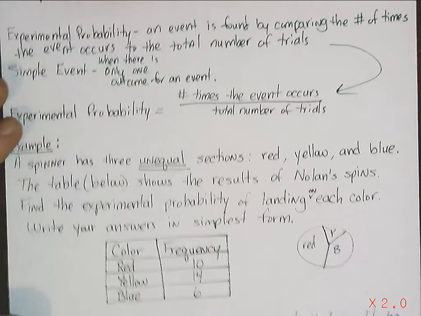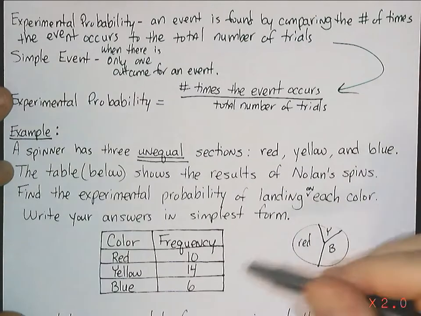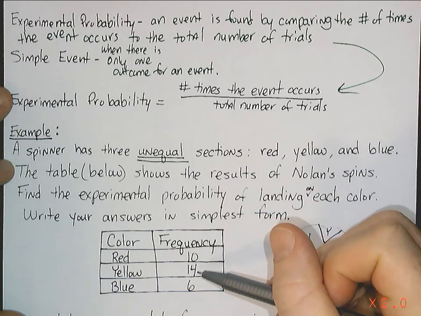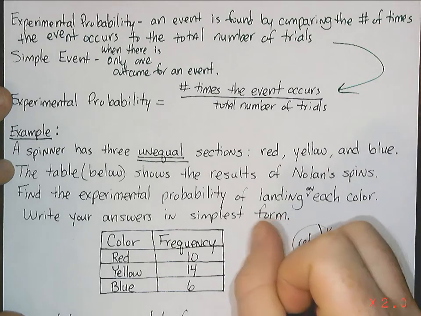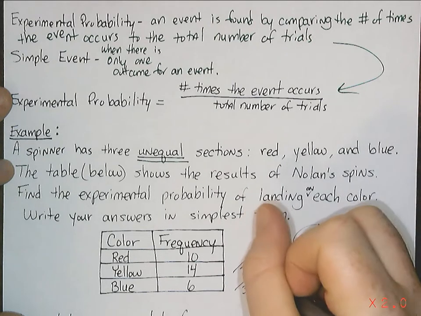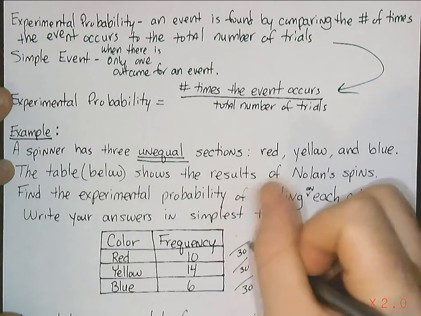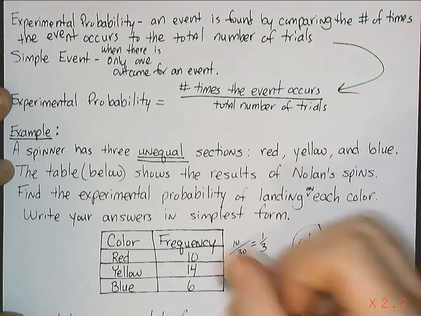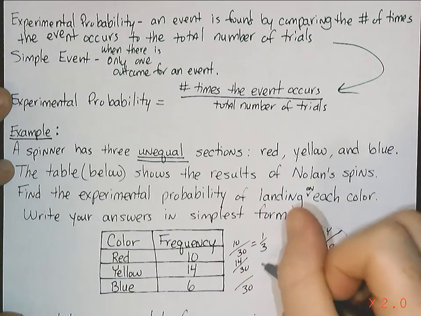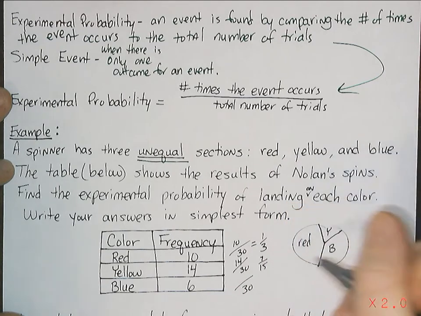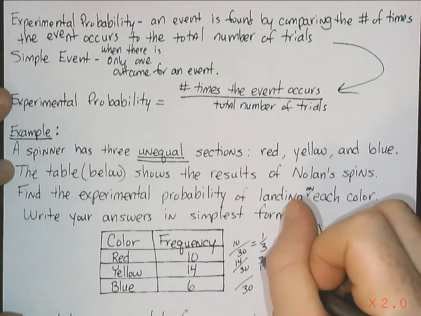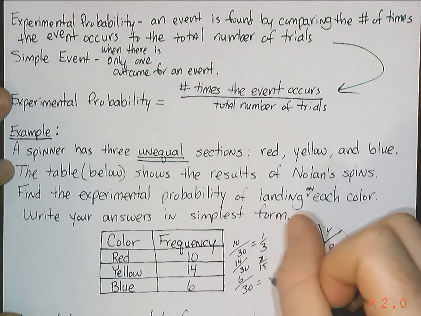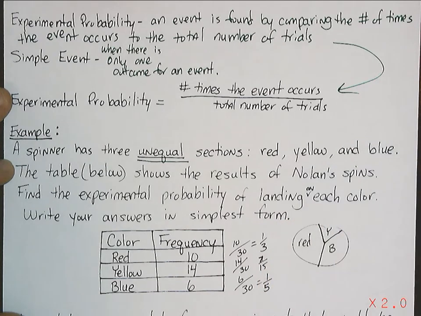If you take a look at this table down below, you see that this was spun how many times? What was the total number of trials? 10 plus 14 is 24, 24 plus 6 is 30. So 30 is the total number of trials that they were spun. So 10 out of 30 is 1/3, which is basically 33%. 14 out of 30 in lowest terms will be 7 out of 15, which is a little bit less than half, so a little bit less than 50%. And 6 out of 30 is 1/5 in lowest terms, and that's basically 20%.